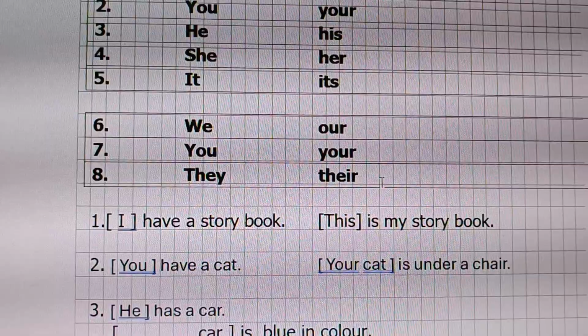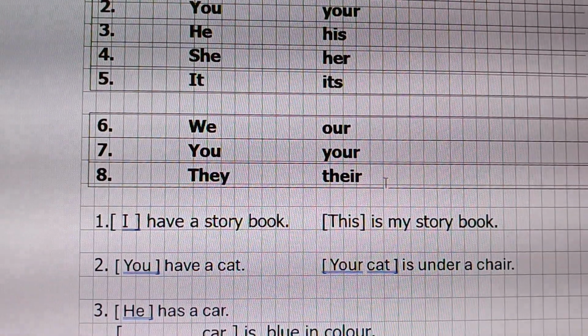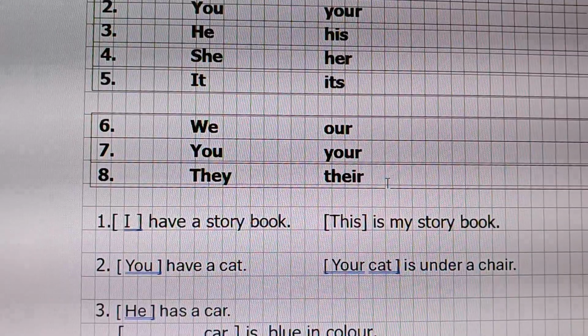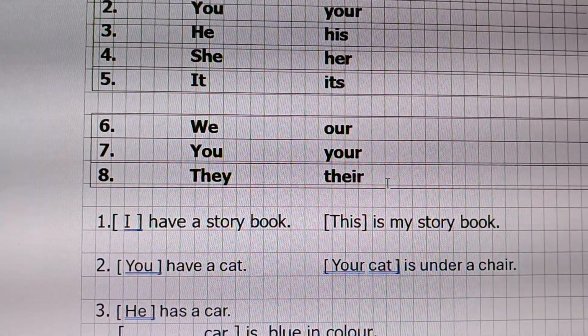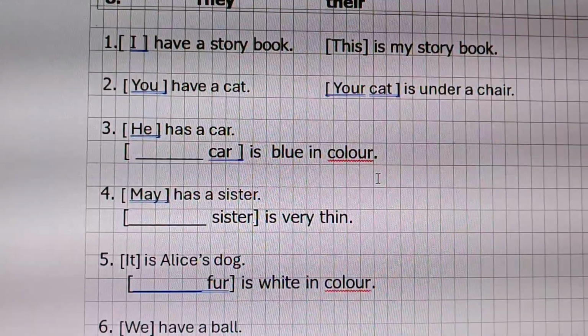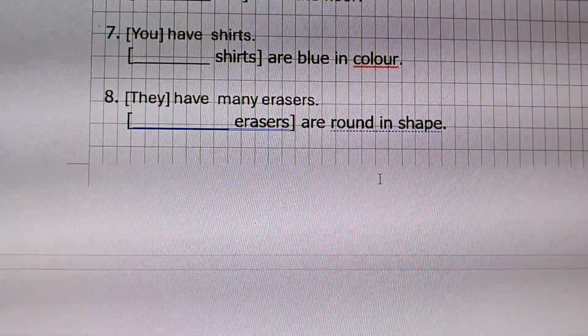I have a book. This is my storybook. I have a storybook. This is my storybook. You have a cat. Your cat is under a chair. So this noun phrase can be put in the subject position. So you can try the rest on your own based on the rules.